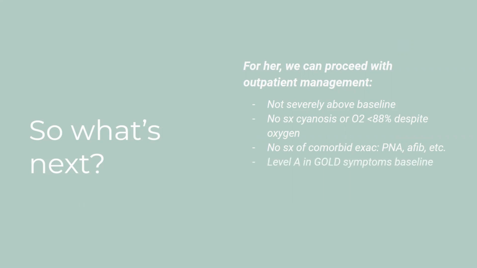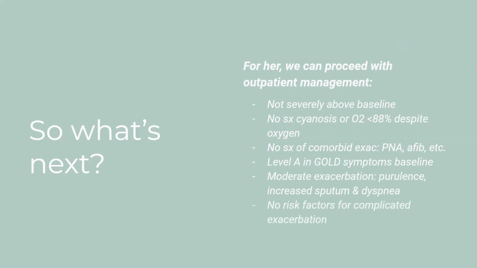Again, going back to those GOLD symptoms baseline, she's level A in her baseline symptoms. And where she is right now is only mild to moderate to severe in terms of the exacerbation type. So she has a moderate exacerbation based, again, going back to those 3 things, 2 out of 3 or 3 out of 3. She has an increase in sputum, increase in purulence, and then she has an increase in dyspnea. So she's considered a moderate exacerbation at least. And then she doesn't have any risk factors for the complication of the exacerbation, right? So the age, recent hospitalization, things like that. Again, all in the handout.